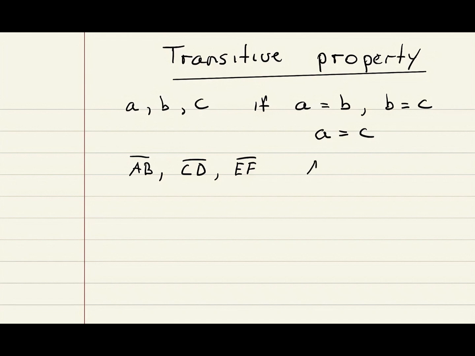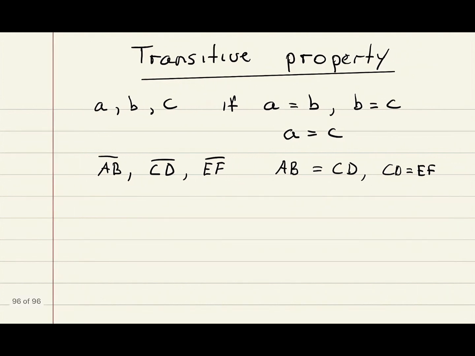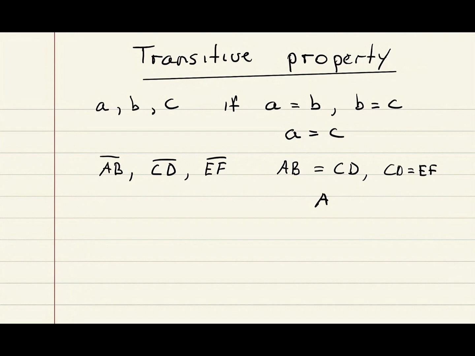Let's say AB is equal to CD, and CD is equal to EF. Then AB must be equal to EF. So this is an example using line segments.